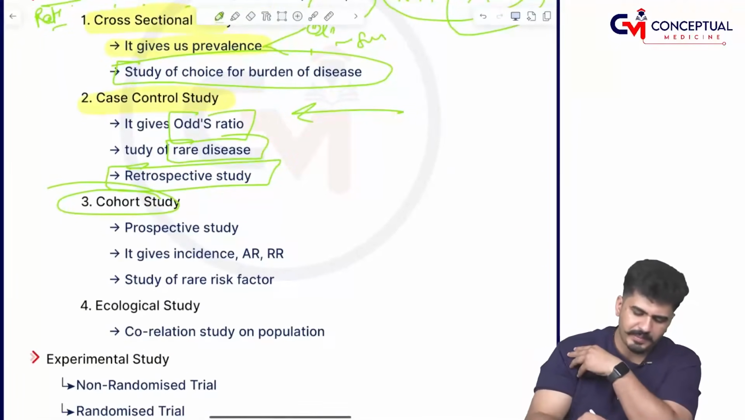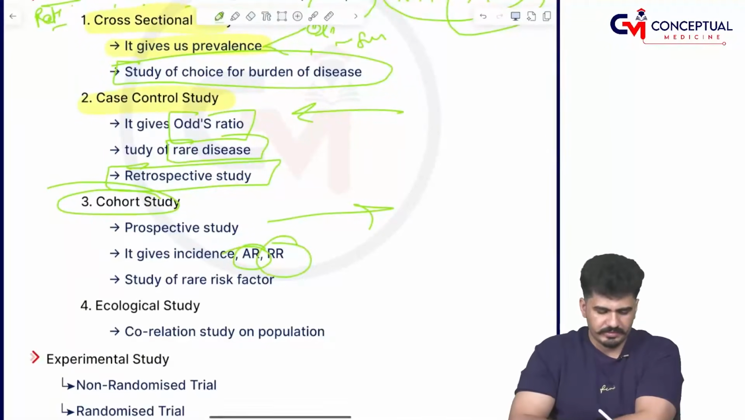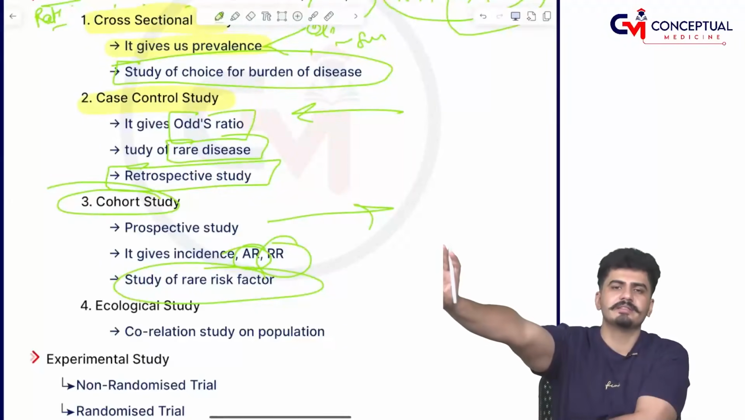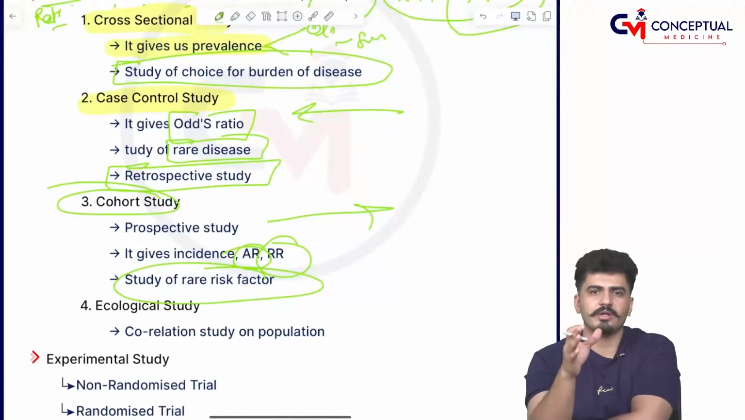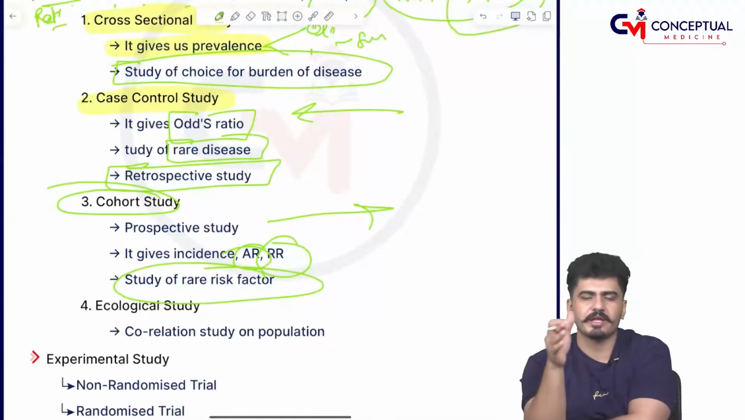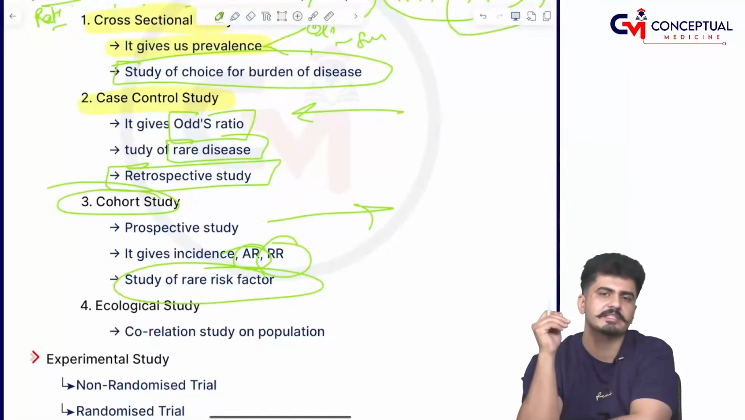Cohort study, prospective study, forward study, it will give us the attributable risk and relative risk. It is a study of rare risk factor. Cohort study is a forward study. We will observe a particular set of population, what rare risk factor they are having and what kind of outcome is coming. The forward study is cohort study, backward study is case control study.